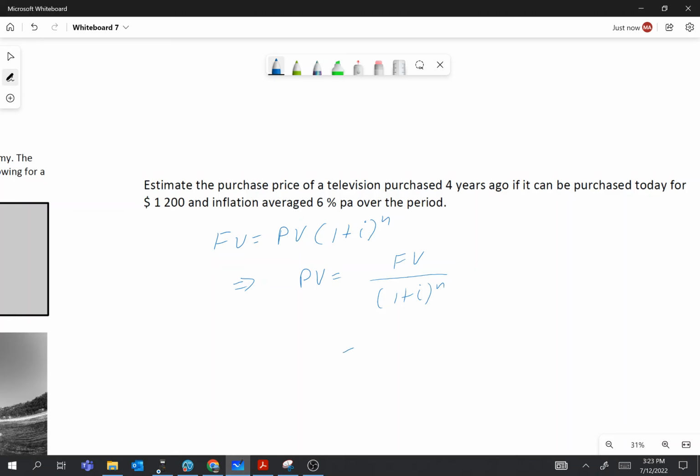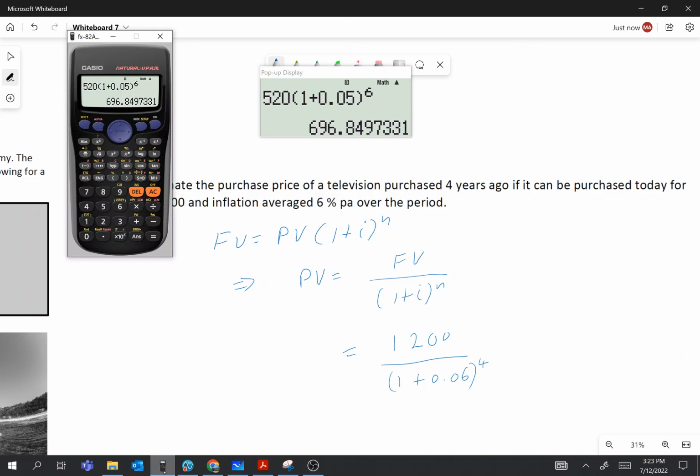Righto, I'm going to proceed. So we've got the final value of 1,200, which goes on top there. And then we've got 1 plus 0.06 to the power of 4. So when we put this one into the calculator, we'll use that fraction button there, 1,200 over 1 plus 0.06 to the power of 4. So $950.51.